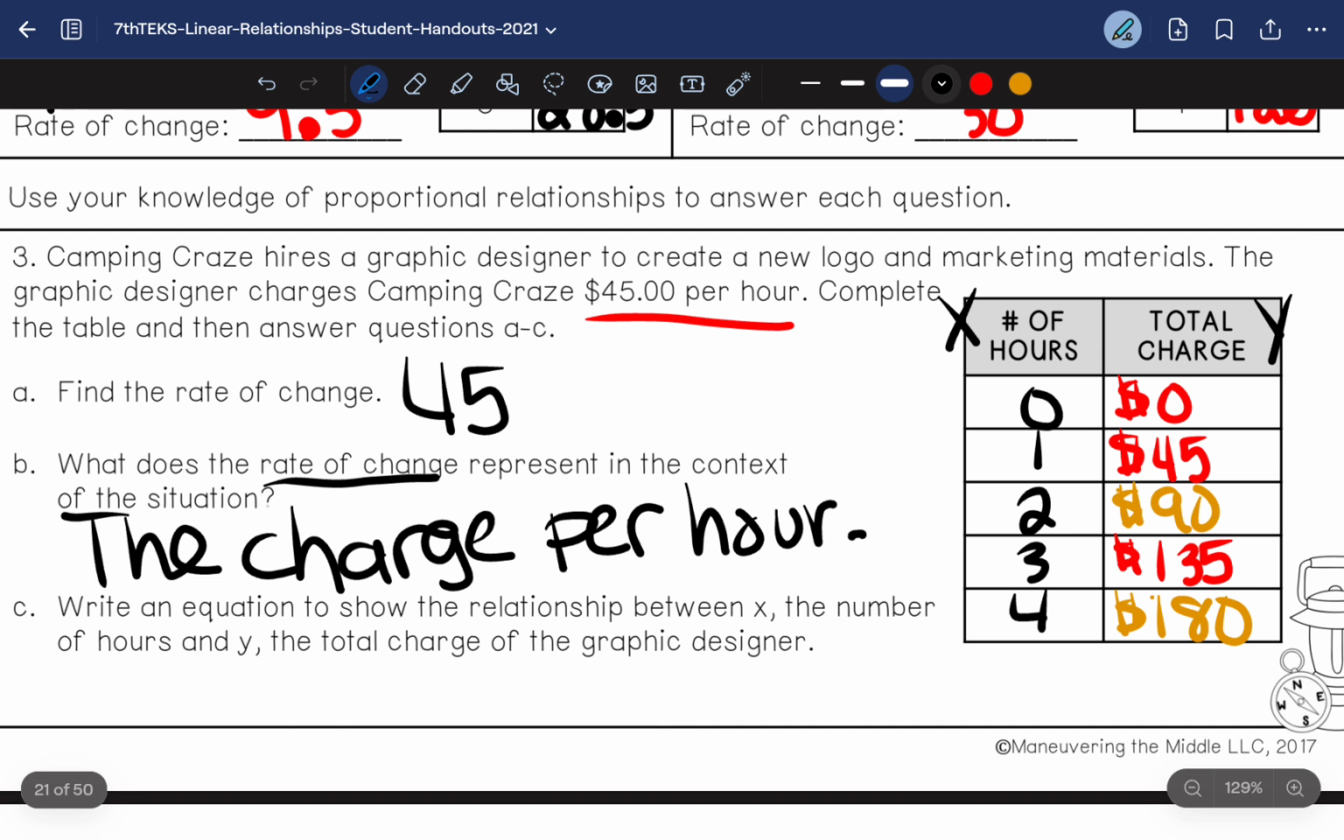Part C, write an equation to show the relationship between X, the number of hours, and Y, the total charge of the graphic designer. Remember, the equation is Y equals KX. And the rate of change in this case is 45, so it's going to be Y equals 45X.